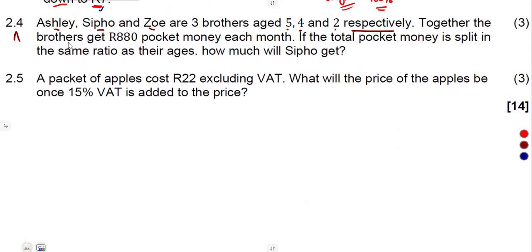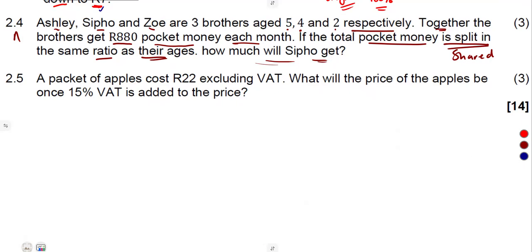Together, the brothers get 880 rand pocket money each month. Together, combined, if you add what Ashley got, what Sipho got, what Zoo got, you're going to get 880 total. If the total pocket money is shared in the same ratio as their ages, how much will Sipho get?